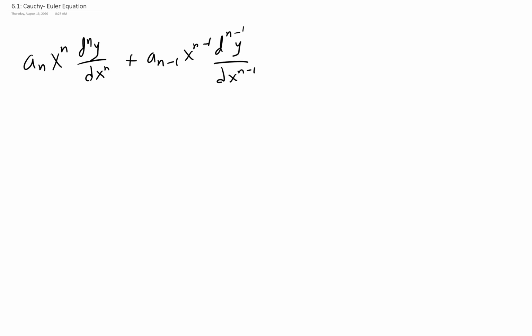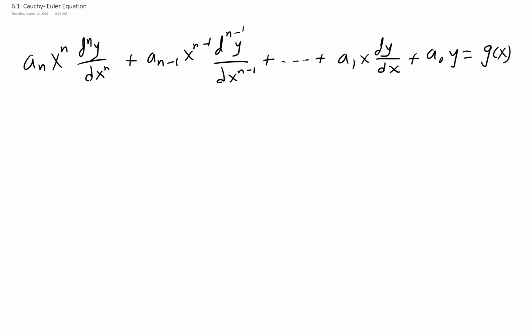Cauchy Euler equation. What is this about? The Cauchy Euler equation takes the form a_n x^n d^n y/dx^n plus a_{n-1} x^{n-1} d^{n-1}y/dx^{n-1} plus, this goes forever, a_1 x dy/dx plus a_0 y equals g of x.